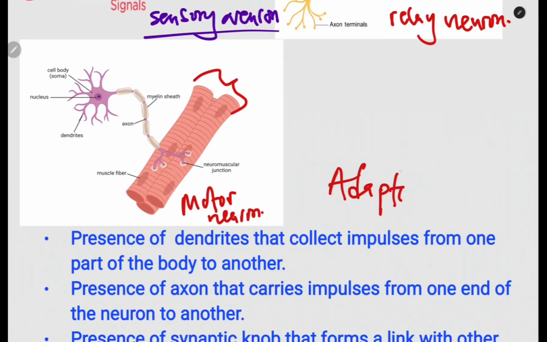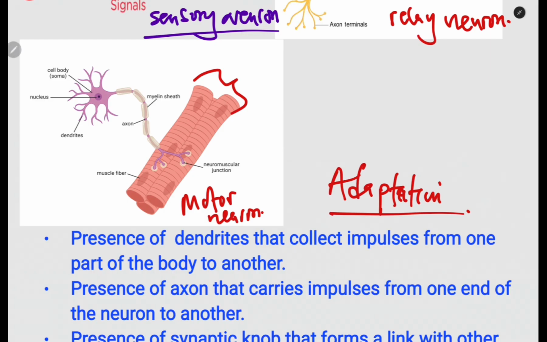What features do they have that enable them to conduct electric impulse from one part to another? So one, presence of dendrites that collect impulse from the parts of the body to another. These are what we call dendrites. This spike-like part at the end is what we call dendrites, to collect as much impulse as possible from one part to another.